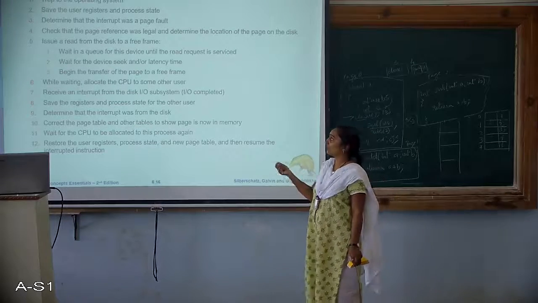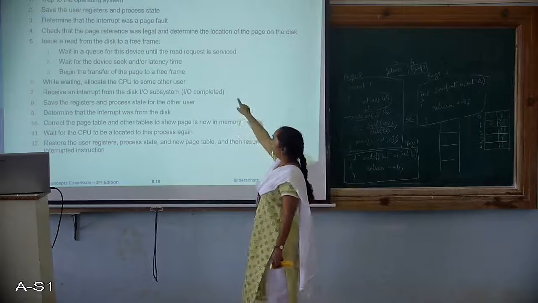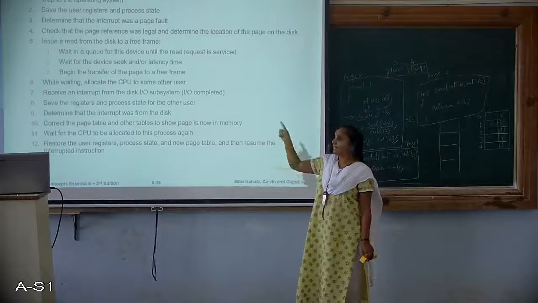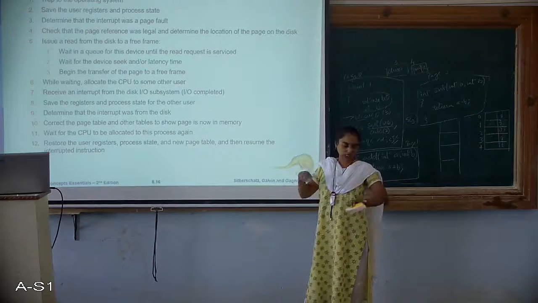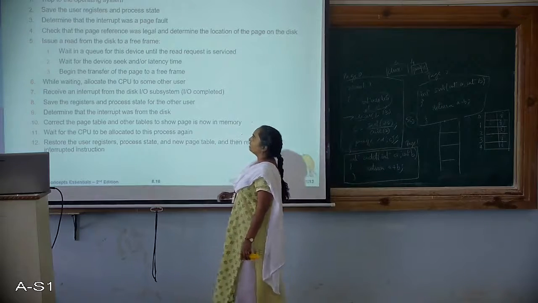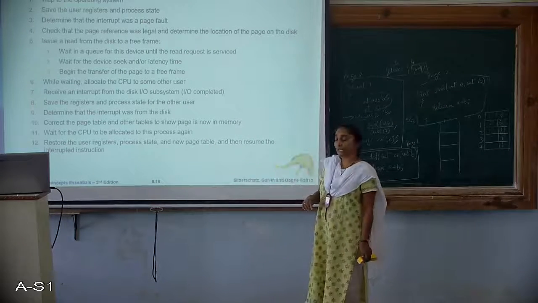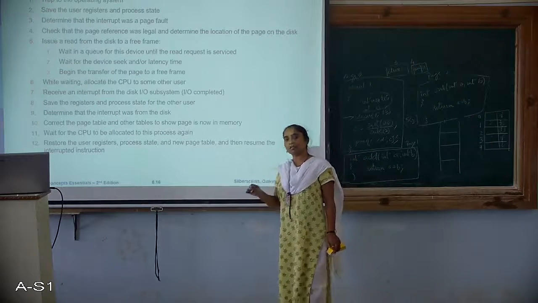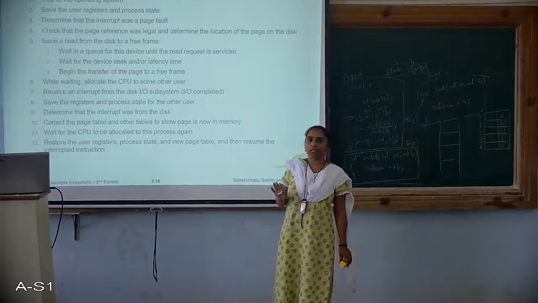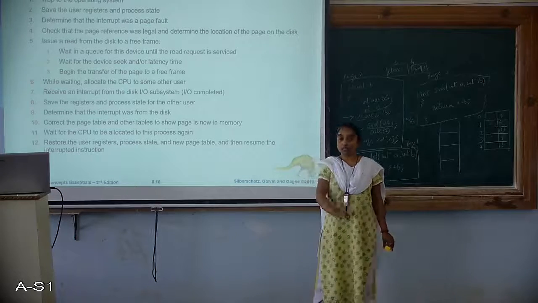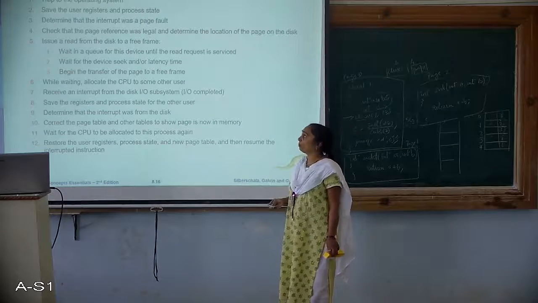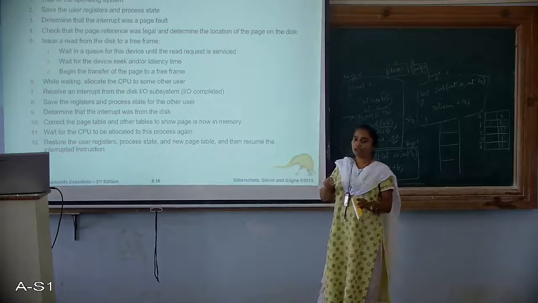So it frees a frame and waits in a queue for the device until the read request is served. So the process is waiting in a queue until that page is read from the secondary storage device into the main memory. Wait for the device seek and/or latency time. So that disk also will have its own time. It will read that particular sector and it will give you that particular data. So after it does that, begin the transfer of the page to a main memory frame.